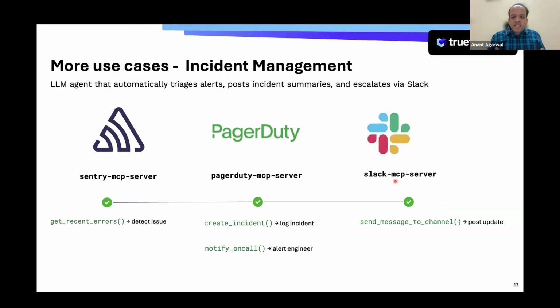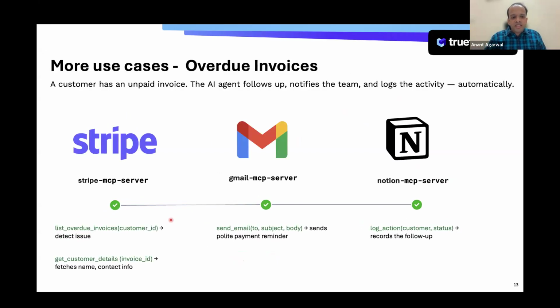If all of these MCP servers are available, the LLM will automatically and dynamically discover the relevant MCP servers and the available APIs, and then automate the entire process. So it can do this for you. It will get the recent errors. It will create the incident. It will notify on-call about the alert. It will alert the engineer, and also it will send the message to the channel. So this is one of the examples where you can link multiple different tools into a single flow in an automated manner. Let's look at a simpler example, which is more widespread.